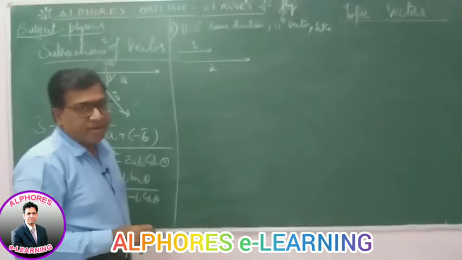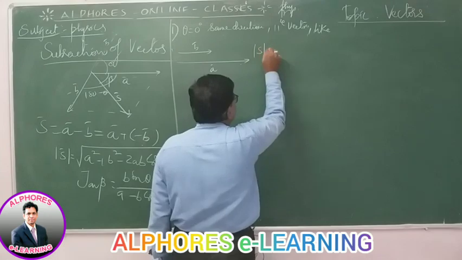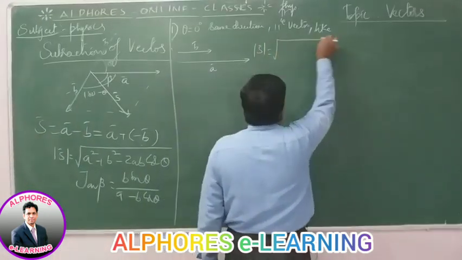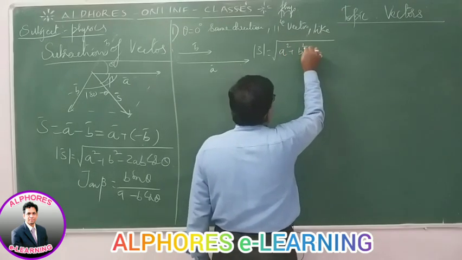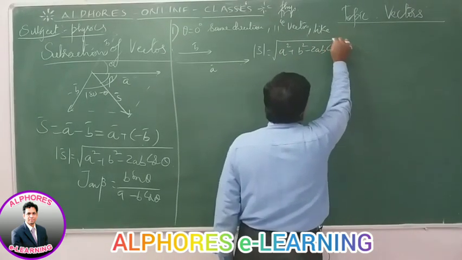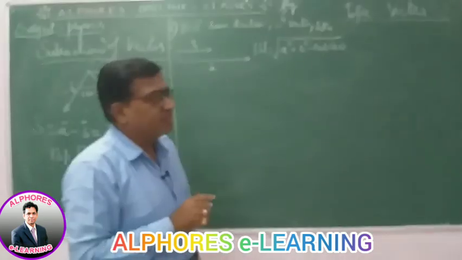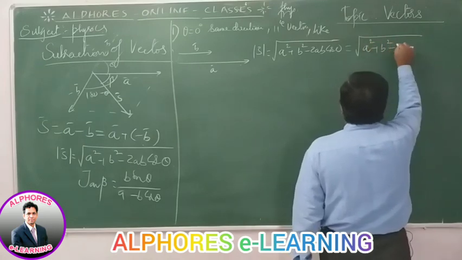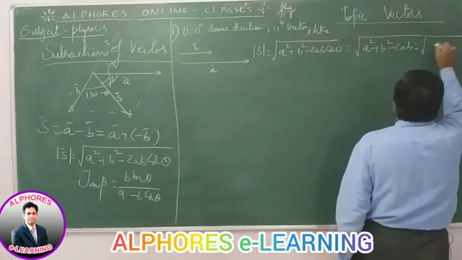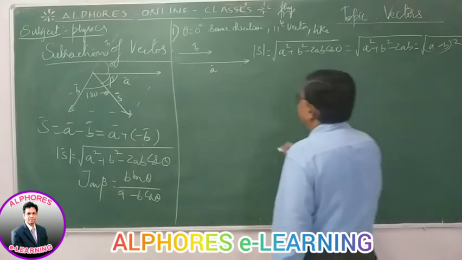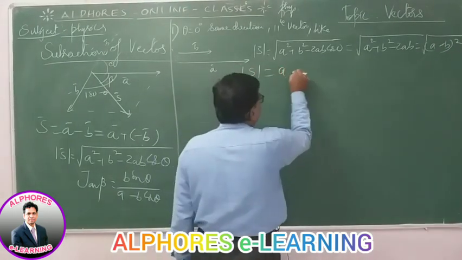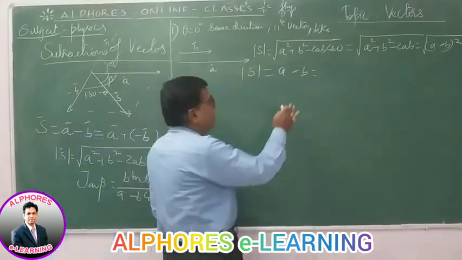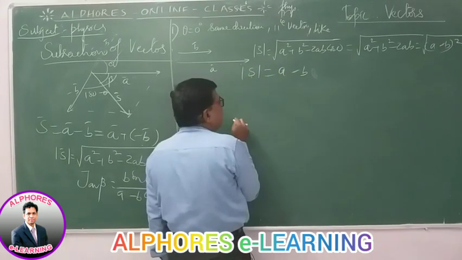Then how about the subtraction of vectors? Substituting in the formula, mod S is the root of A square plus B square minus 2AB cos 0. Cos 0 is 1. Substituting, I get the root of A square plus B square minus 2AB, which is the square root of A minus B whole square. So mod S is equal to A minus B. Therefore the magnitude of subtraction is A minus B.